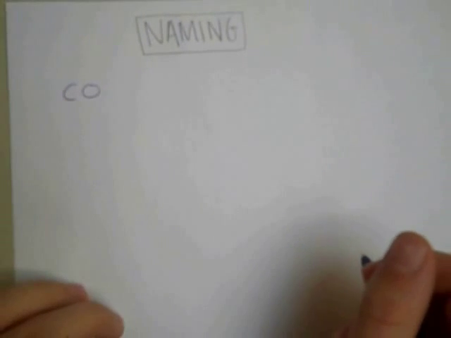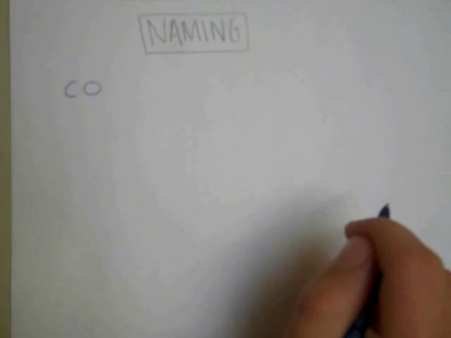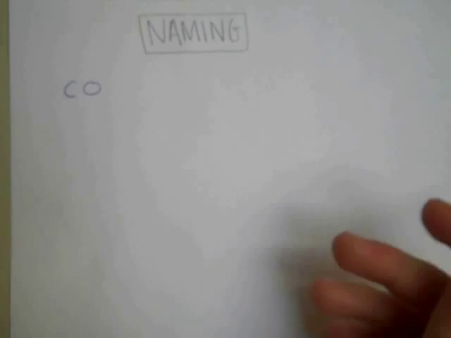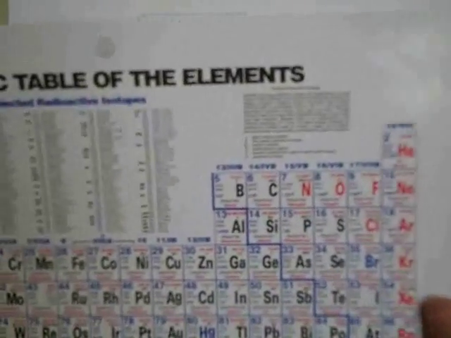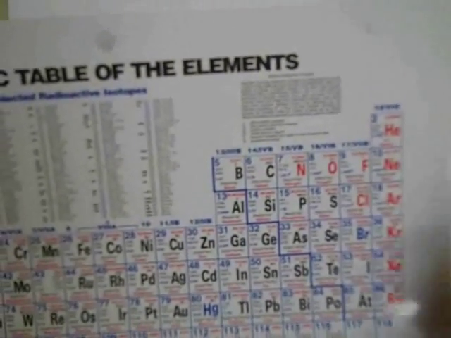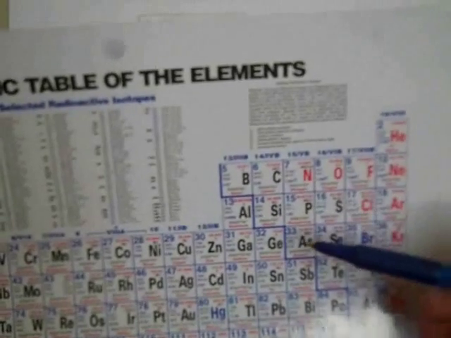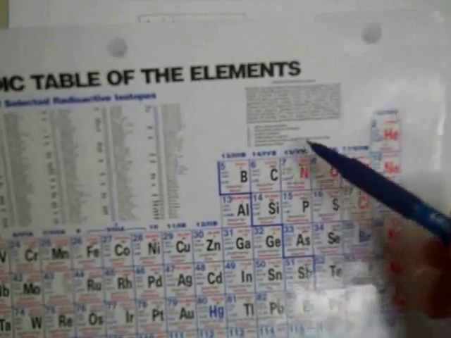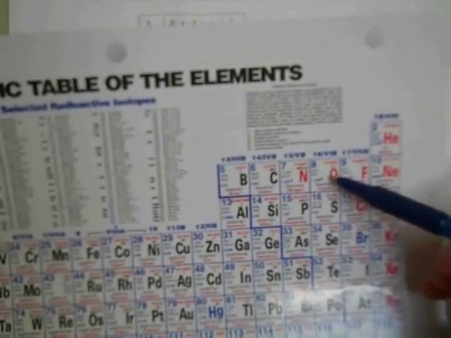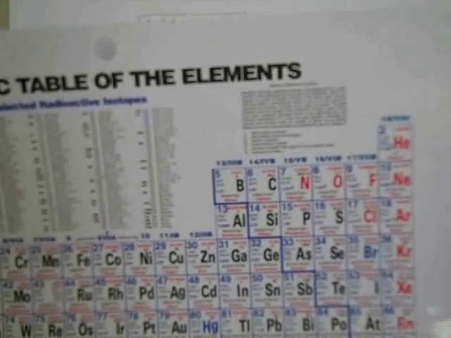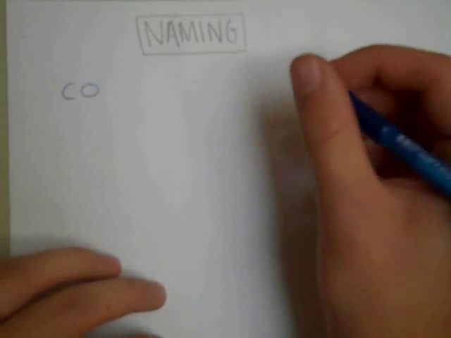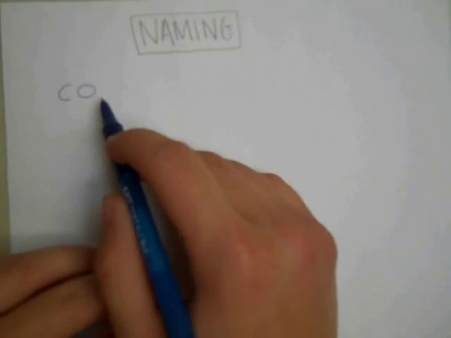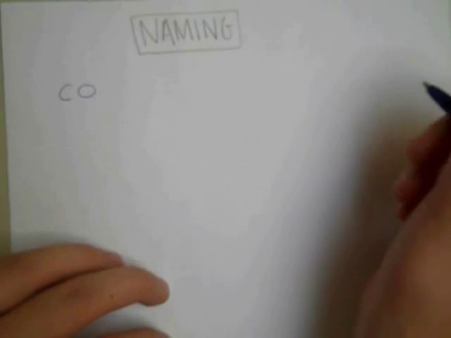CO. And how you're going to go about doing this is you look at your periodic table and carbon, you can see that both carbon and oxygen are both nonmetals. So how you're going to name this is you're going to use the Greek prefixes. So since there's only one of each, the Greek prefix for one is mono.